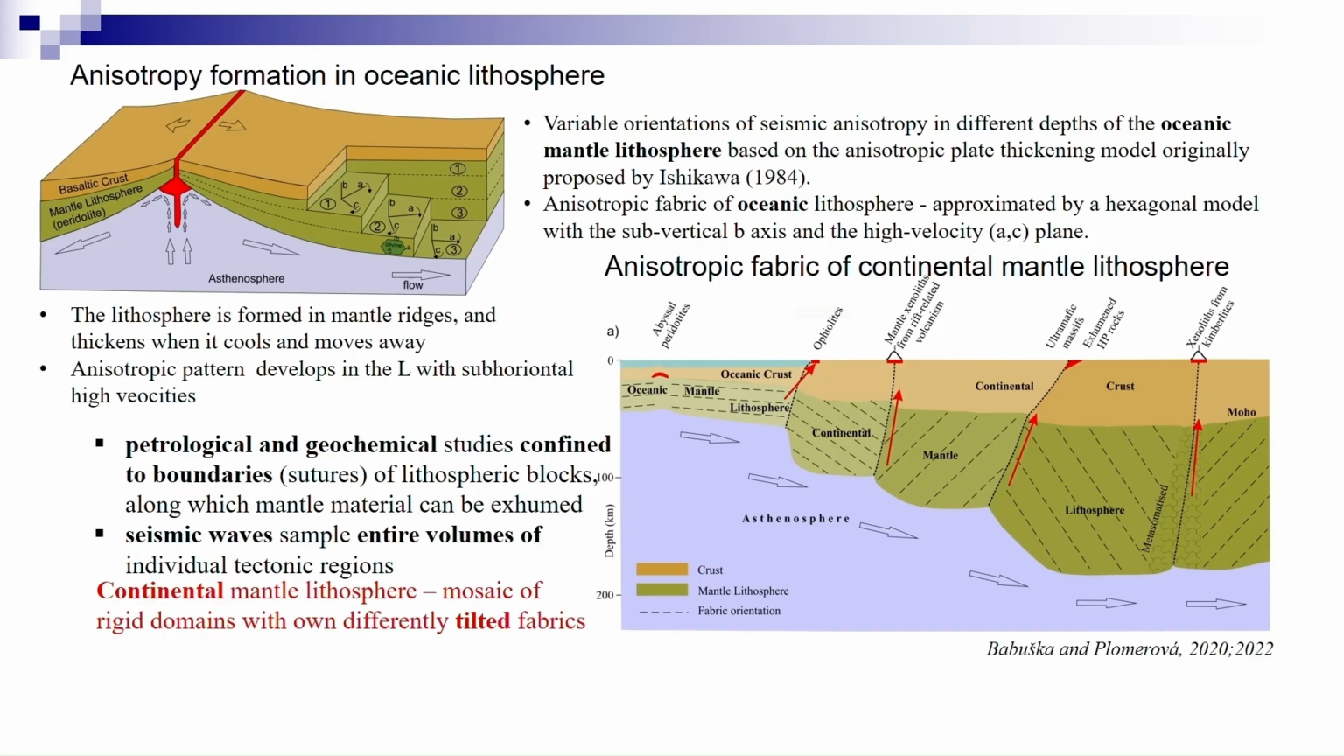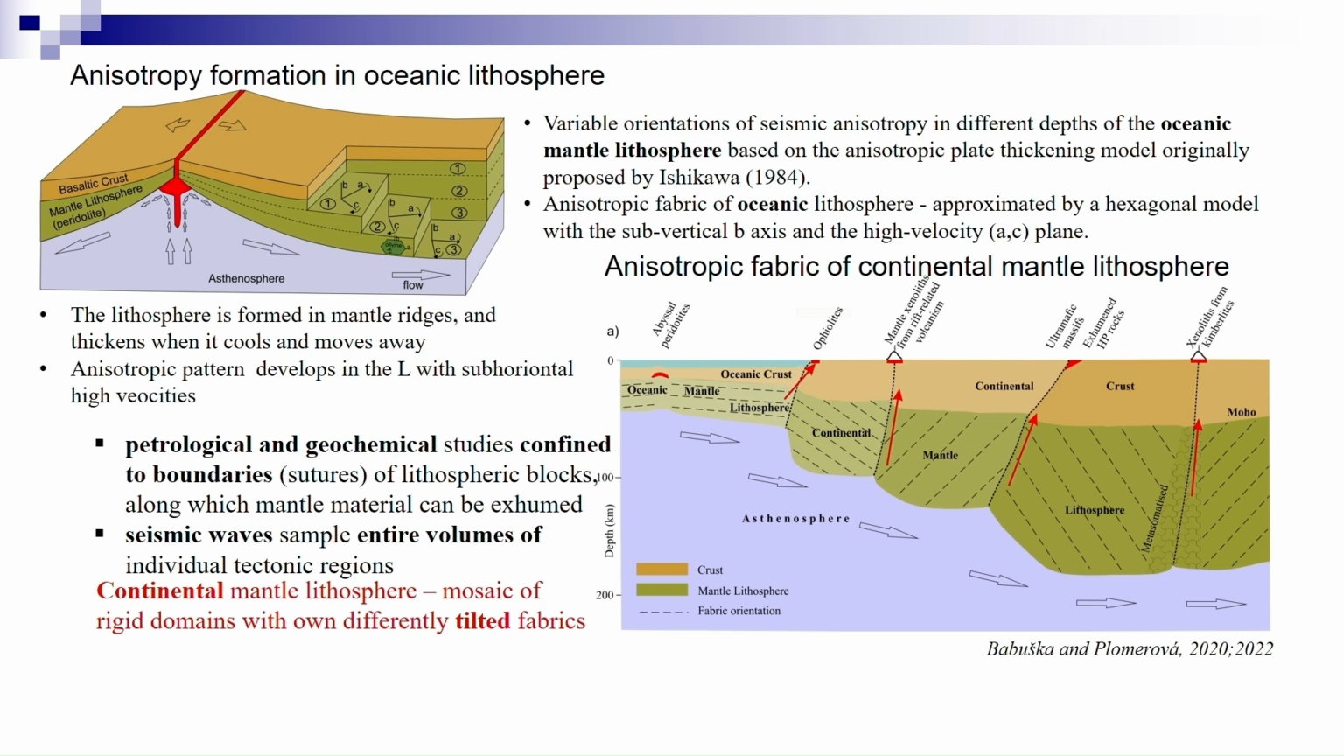In the last slide of this part, we show formation of anisotropy in the oceanic lithosphere and anisotropic fabric of domains of the continental lithosphere. The lithosphere is formed at mid-ocean ridges and thickens when it cools and moves away. During this process, an anisotropic pattern develops in the oceanic lithosphere with a vertical low-velocity axis and a subhorizontal high-velocity axis in the direction of movement or mantle flow.